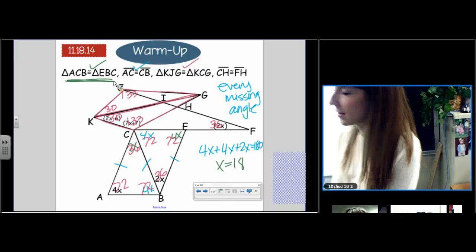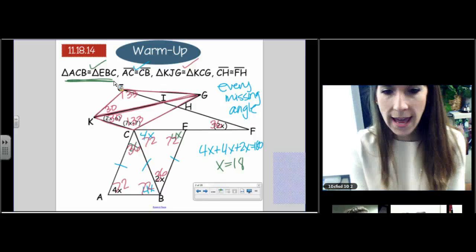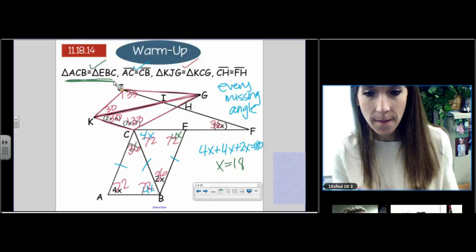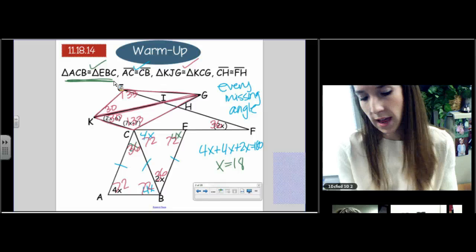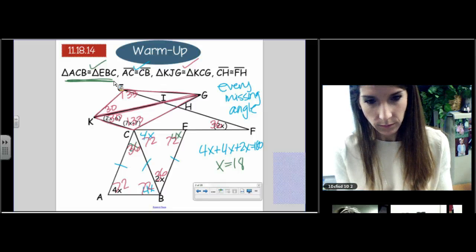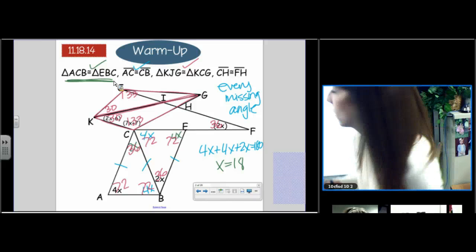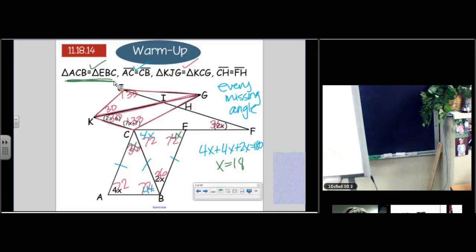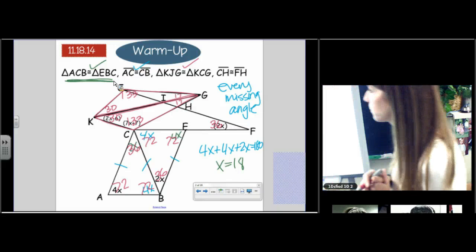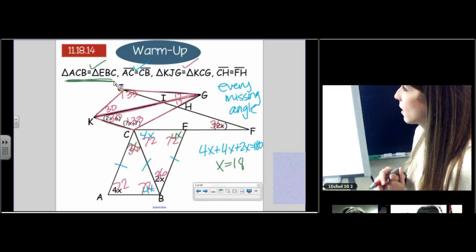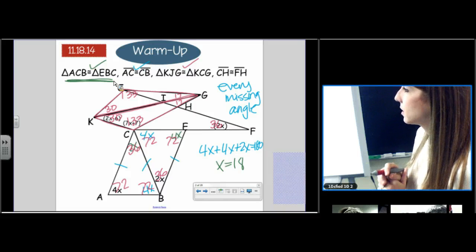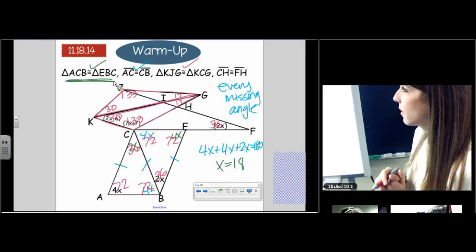And now we can find that missing angle, CGK or KGC. 180 minus 30 minus 133. Small angle right there. 17, 17. Okay, I think that's all we can do with that for now.